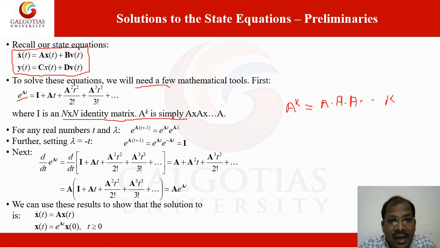So for any real numbers in time and lambda, lambda is the eigenvalue. So we can write e to power A t plus lambda. Here the exponents are adding, and there is simple multiplication. When we multiply, we get the identity matrix. We put lambda equal to minus t. When differentiating this one, this term becomes 0 and this becomes 1. So this is the final series, and we can take A as common. Here you can see where I am taking A as common.